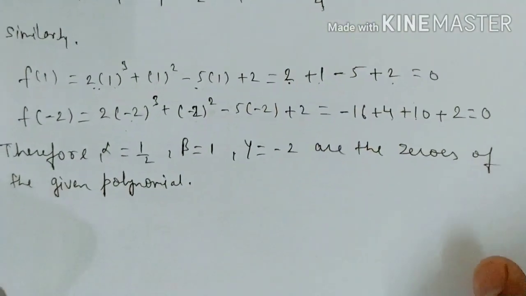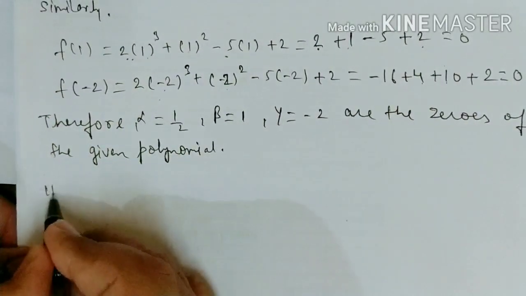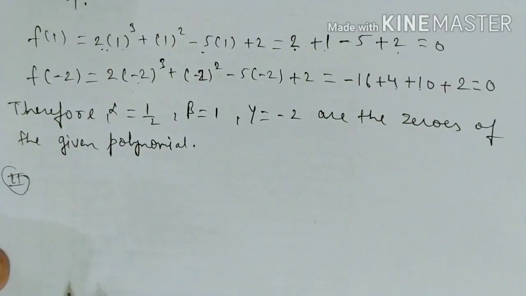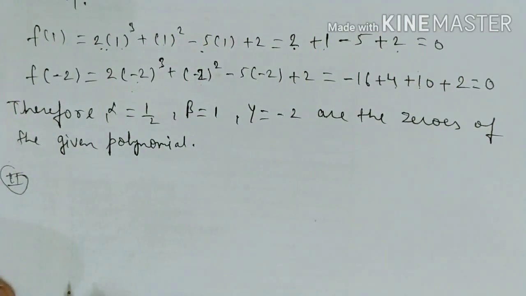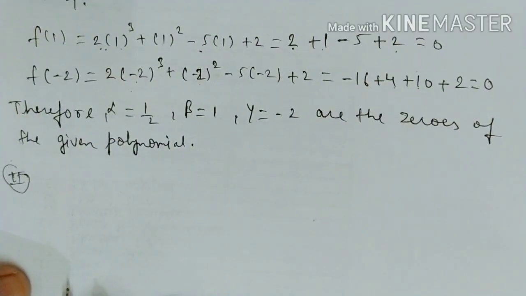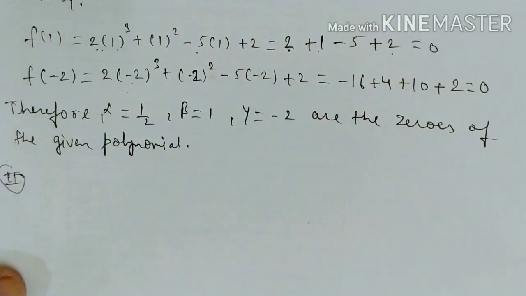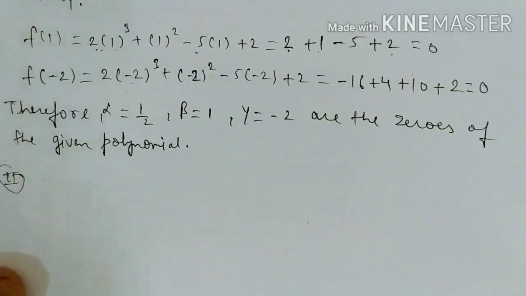Yes? So this is the first part. What is the next part? In the next part, you have to verify the relationship between the zeros and the coefficients. So here we will use the formula. Just as we verified using formulas in the quadratic polynomial, where we used 2 formulas, here we will be using 3 formulas.